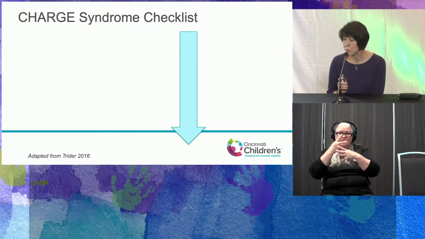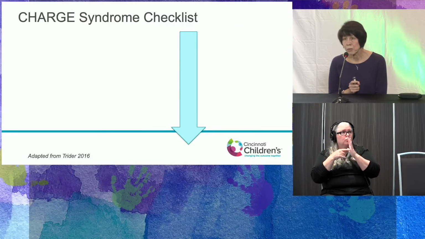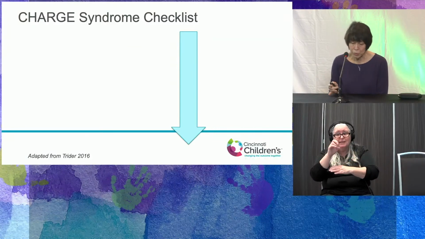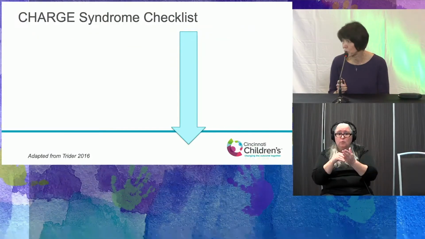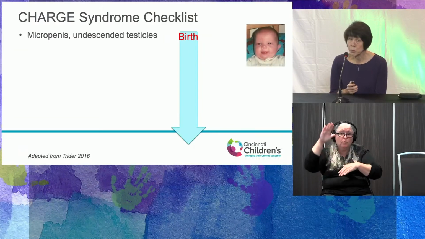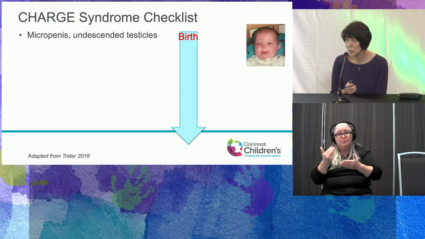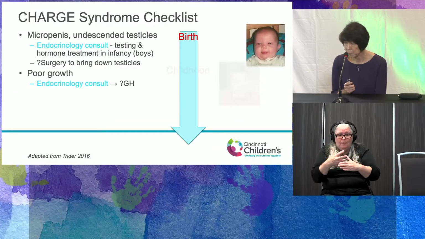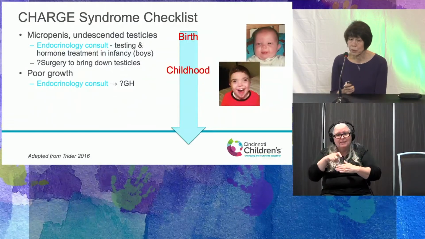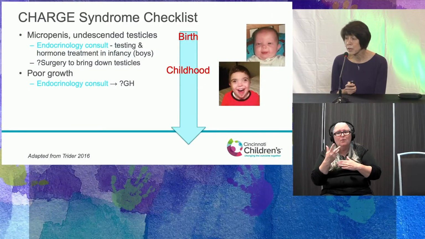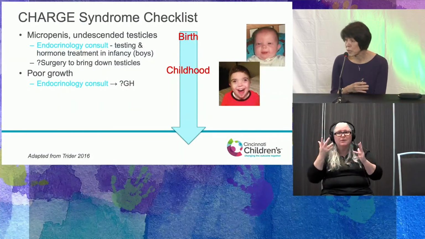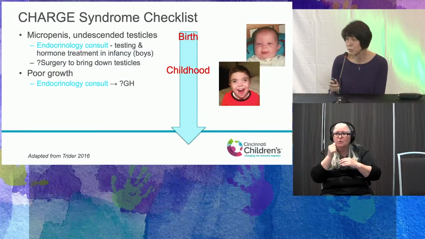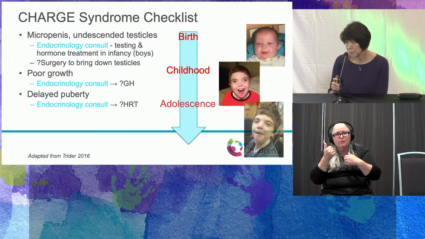I want to just emphasize that people who have CHARGE may need to see an endocrinologist all through the lifespan from birth through adulthood. So at birth, baby boys may have a micro or small penis and undescended testicles and may need to see an endocrinologist. Throughout childhood, growth needs to be monitored, and children may need to see an endocrinologist if they're growing poorly or if there are any other concerns for other hormone deficiencies.